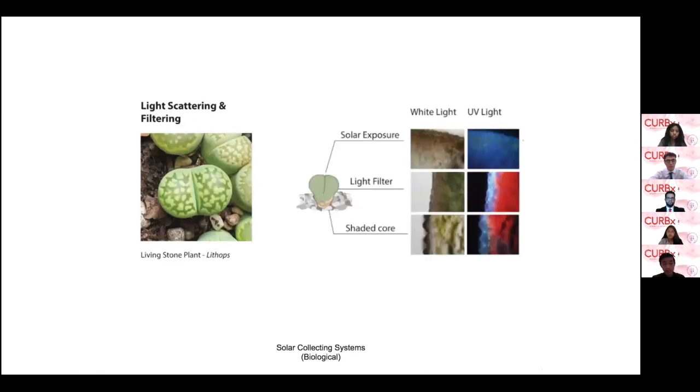And then the next biological system that we analyzed was the Living Stone plant and how it contains 3 different structural cells, which contain different mechanisms. And this allows the biological organism to cool itself down. The plant lives in a high light, subterranean area, so it's necessary for it to have self-cooling mechanisms.